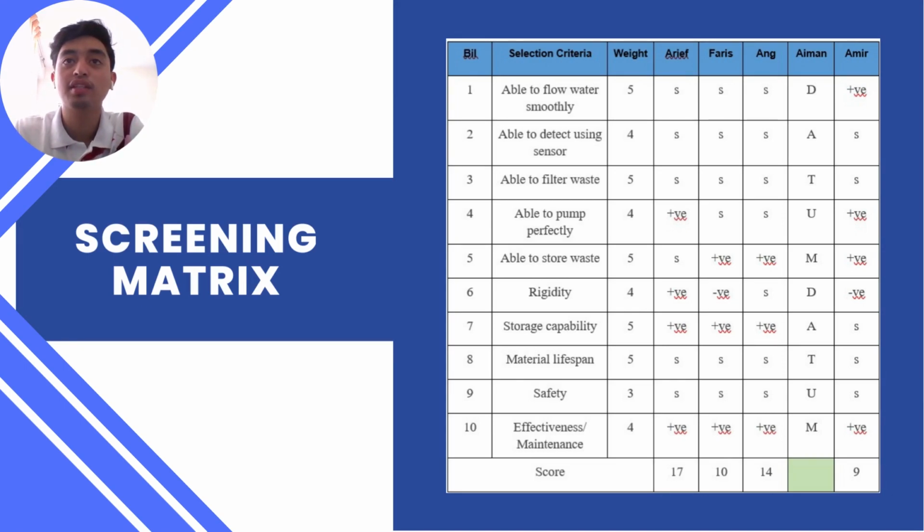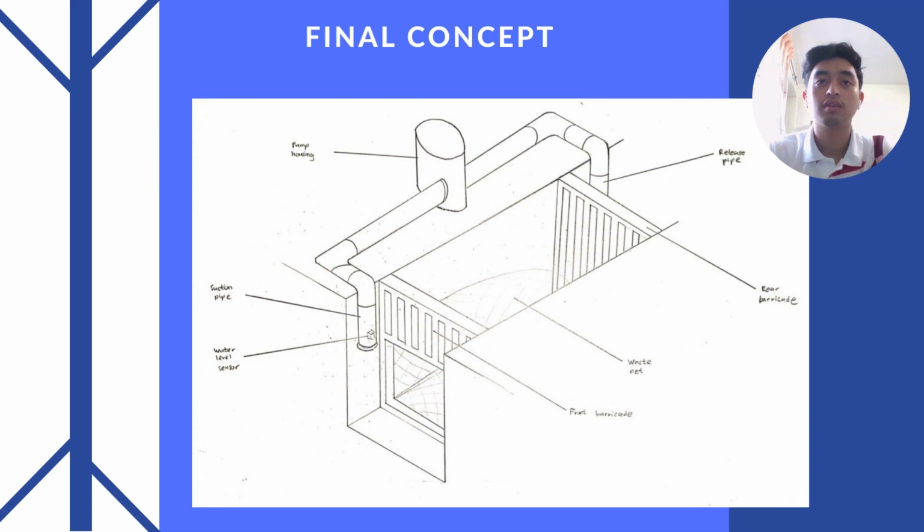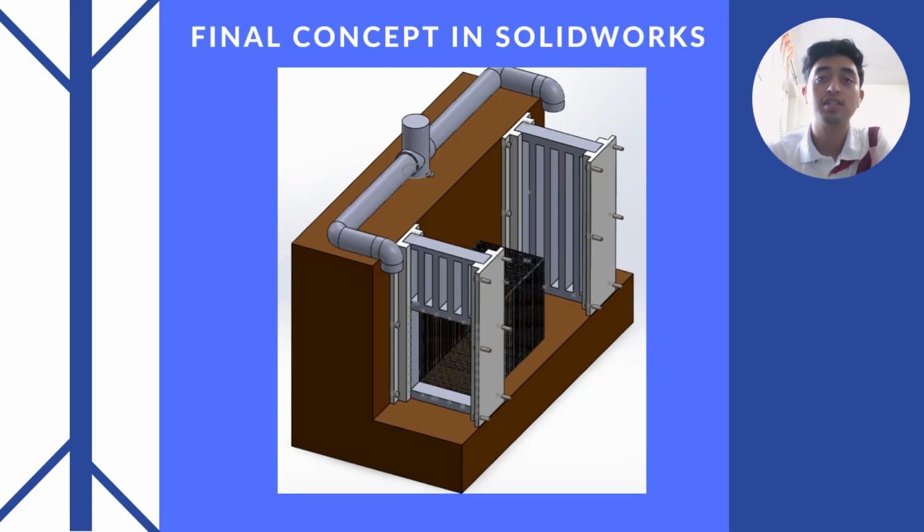This is the screening matrix result for each of our group, and in this screening matrix, Aiman's design has been set as the datum, and the weightage has been placed according to our PDS. For this screening matrix, Arief's design has the highest score of 17 compared to other designs. After the scoring and screening matrix, this is the sketching of our final concept. And after the sketching, we developed the design in SolidWorks using the assigned material.